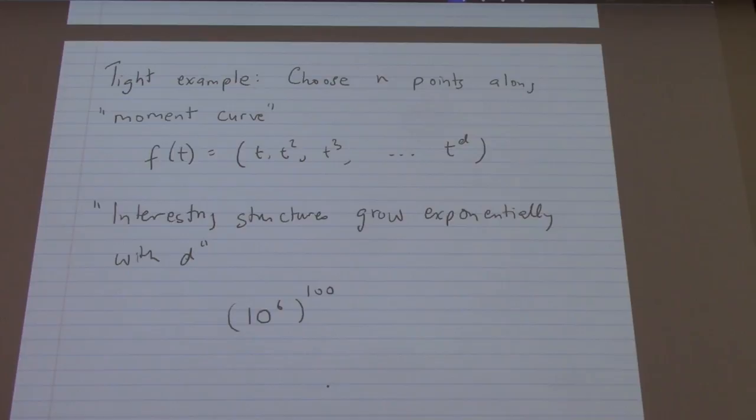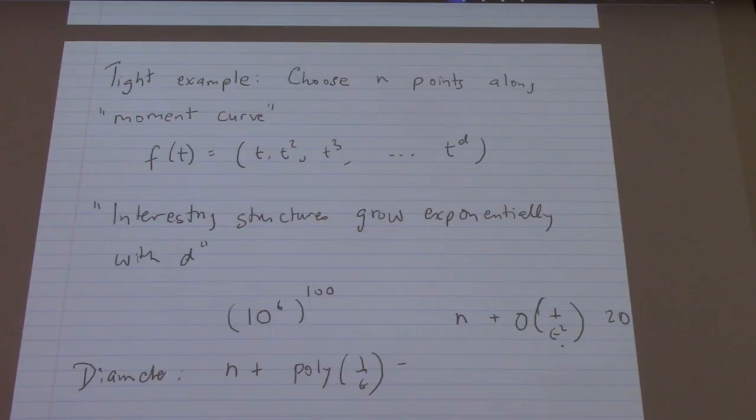So for example, last time we talked about computing the diameter of a point set. If you remember, we said we can compute the diameter in time n plus some polynomial in 1 over epsilon. I presented a weaker version of this, but in two dimensions, you can do something like n plus 1 over epsilon squared. And this 2 is not a coincidence. That 1 over epsilon squared came directly from the fact that you were building a two-dimensional grid. And it's not hard to see that if you generalize this to higher dimensions, you might end up with something that looks like this.